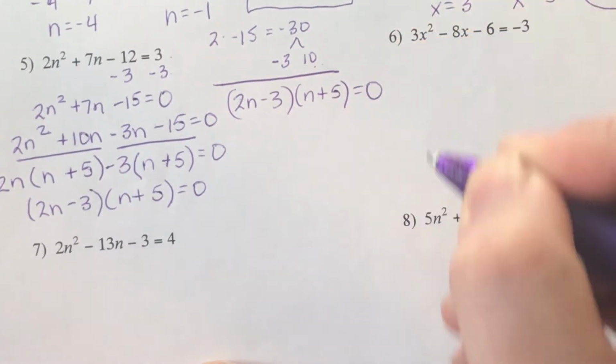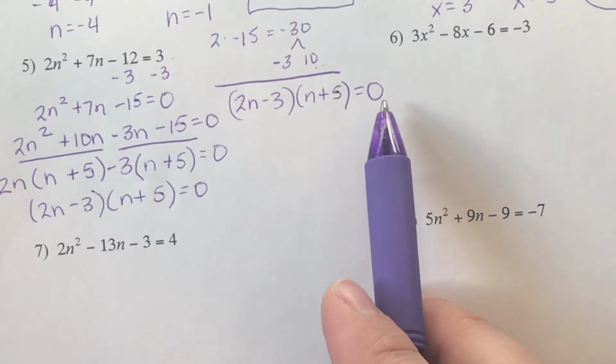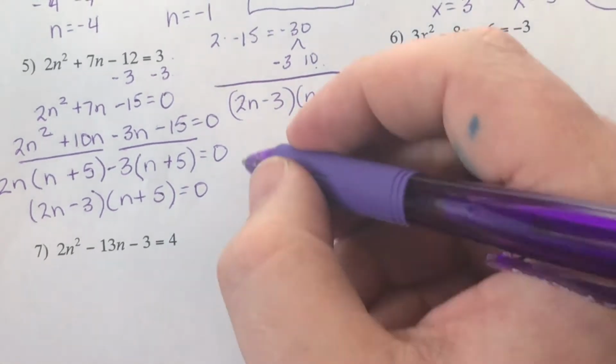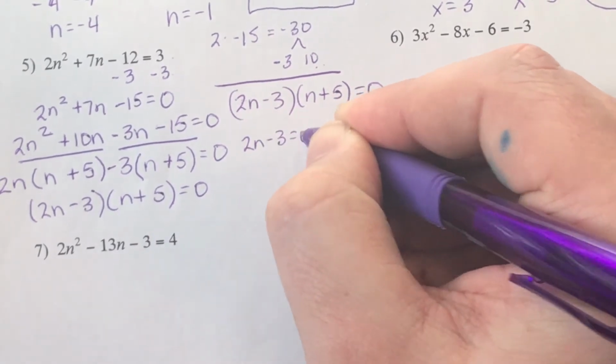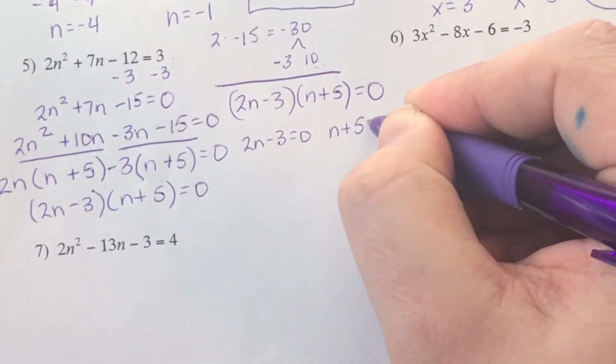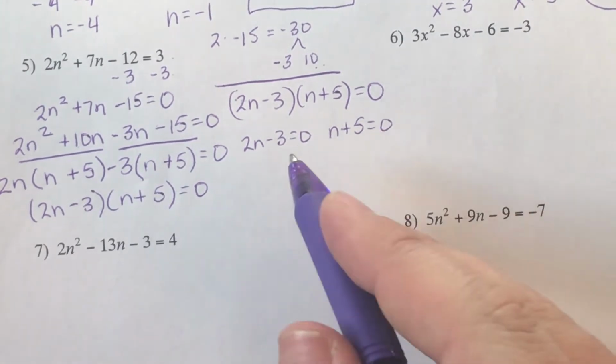Now, following the zero product rule, if a times b is equal to 0, then a equals 0 or b equals 0. So technically we can say this: 2n minus 3 equals 0, and n plus 5 equals 0. And then we just solve both equations from there.